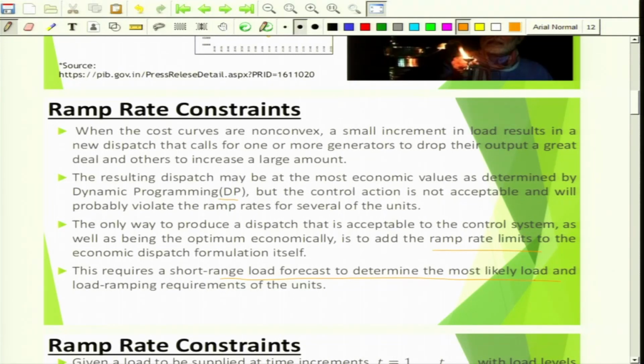So this requires a short range load forecast to determine the most likely load and load ramping requirements of the units. That's what you have to do: first you have to do the load forecasting, and before the next iteration of change in the generator outputs, you see what would be the possible change in the load demand. Then you ensure that these generators, for which combination you calculate the most economic power output, are able to meet this change in load demand within the next possible time, right.